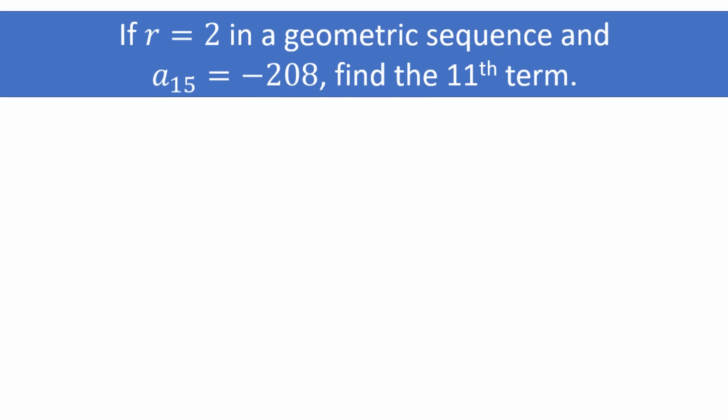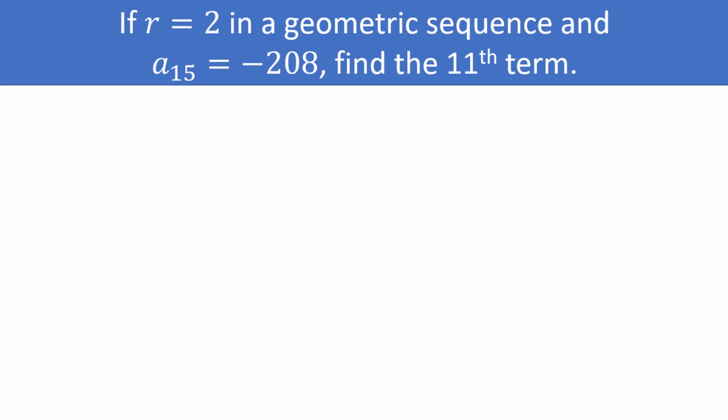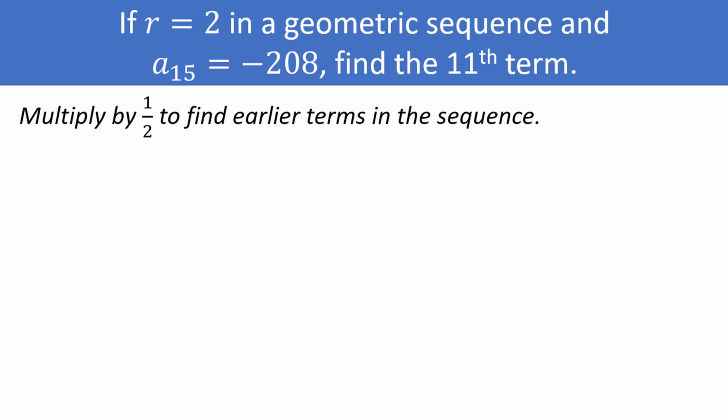What if r is equal to 2 in a geometric sequence, and the 15th term, a sub 15, is equal to -208? Find the 11th term. This one is a little different, since we have a later term, the 15th term, and want to go backwards to find the 11th term. The common ratio is 2, so we have to multiply by 2 to get the next term. But if we want to go backwards, we would have to multiply by the reciprocal of 2, which is 1/2.